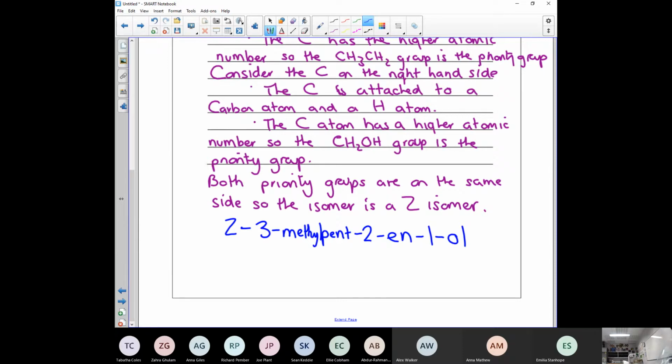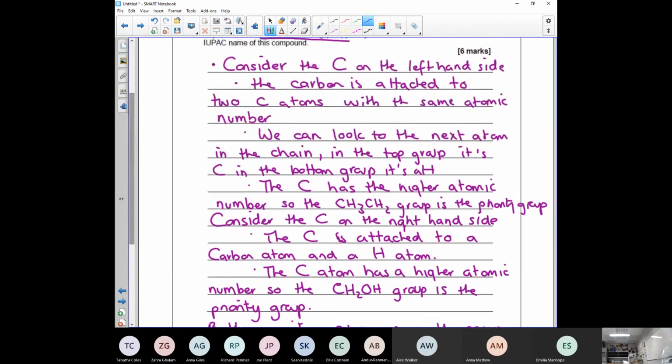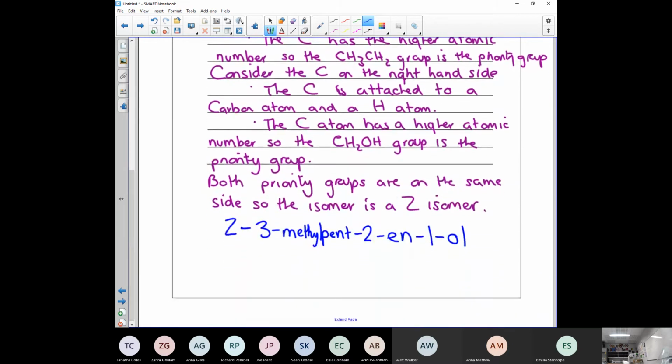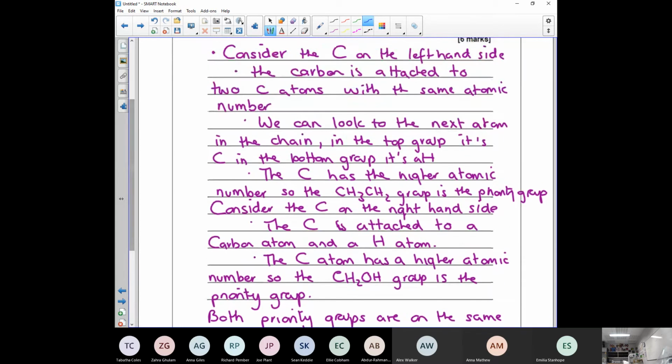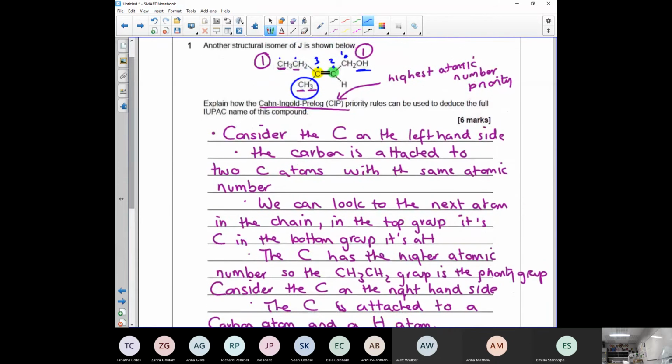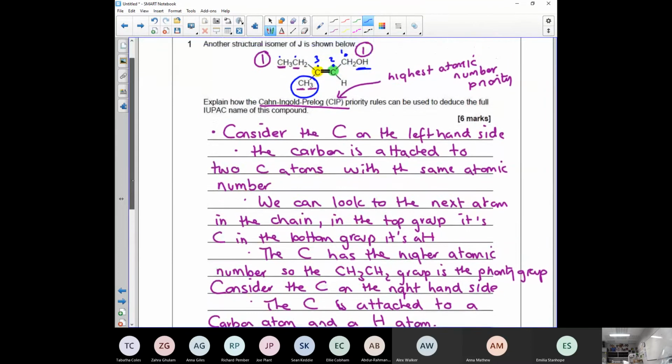So there's 6 marks. To split it up, you had to talk about the 2 carbons separately, the one on the left-hand side, the one on the right-hand side, and identify which one of the priority groups was. The priority group on the left-hand side was the ethyl group, the CH3CH2. Both carbons were attached to that carbon on the left-hand side, but when we moved down the chain, we had two H's and a C rather than 3 H's, so that top one took priority.